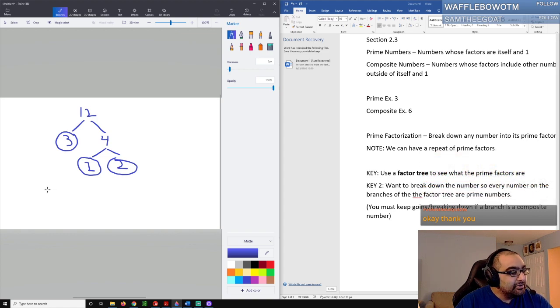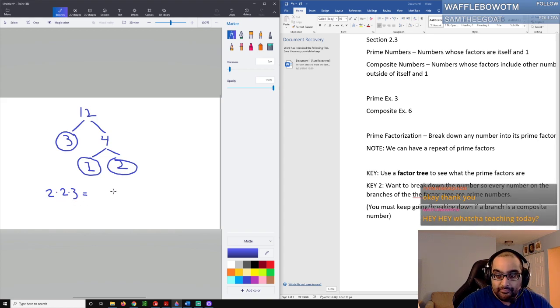Okay, so here we got our breakdown. We have 2 times 2 times 3 would be how we could express 12 using our factor tree. Another way that it may ask you for the homework is how you could express it. Again, 2 times 2 here is going to be 2 squared times 3.